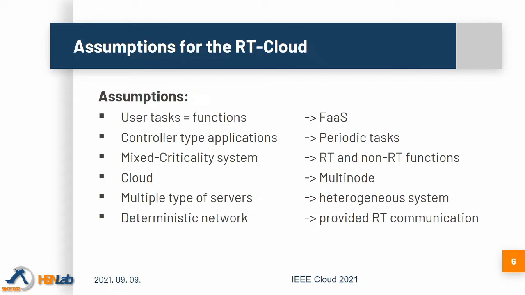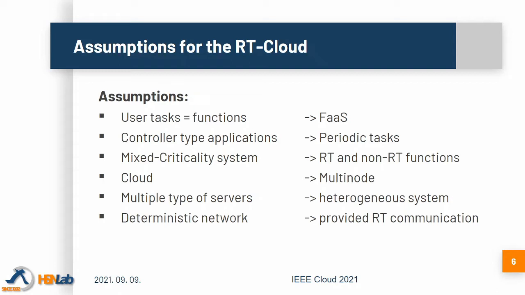We consider user applications or tasks as functions, that is, the real-time cloud actually is a real-time FaaS system. We suppose applications are controller-like codes, that is, they are triggered periodically. This means input data arrives periodically within a predefined time. Also, in our opinion, a real-time FaaS needs to be a mixed-criticality system, that is, both real-time and traditional functions should be scheduled on the same cloud hardware.